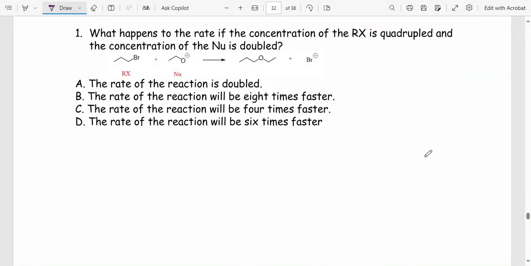Okay, we have got some questions from the tutorial sheet. I want you to do this. You can screenshot that, or you can find the questions on the drive. What happens to the rate if the concentration of RX is quadrupled and the concentration of the nucleophile is doubled?